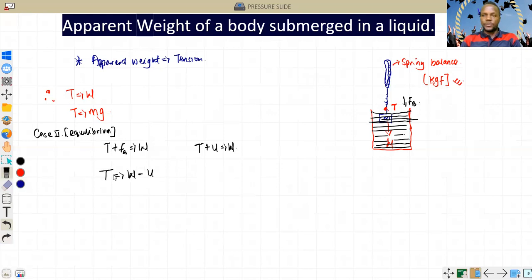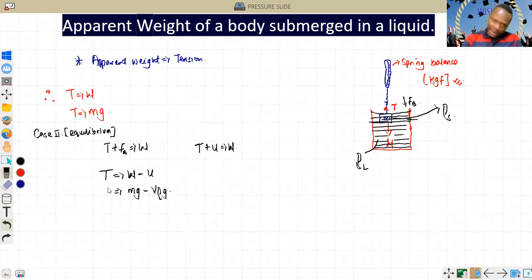Now, from what we have studied, we know that the weight is equal to mg, and the upthrust is equal to V rho g. We need to understand this very well. Another thing we need to understand is that there are different densities here. The liquid has a density of rho L. The solid, we also have its own density, I'll call it rho S.